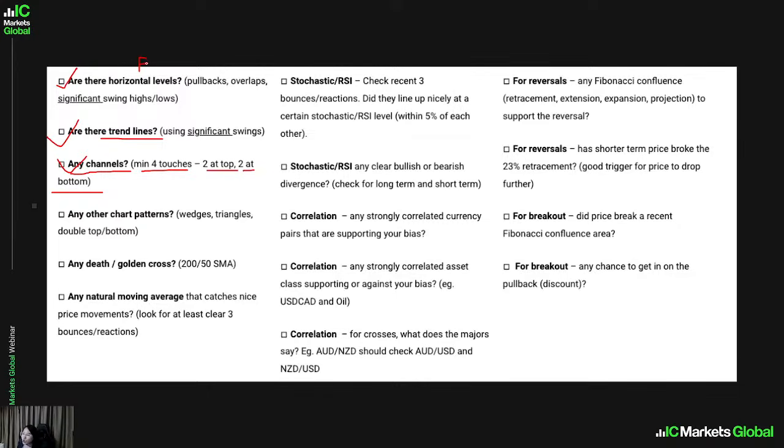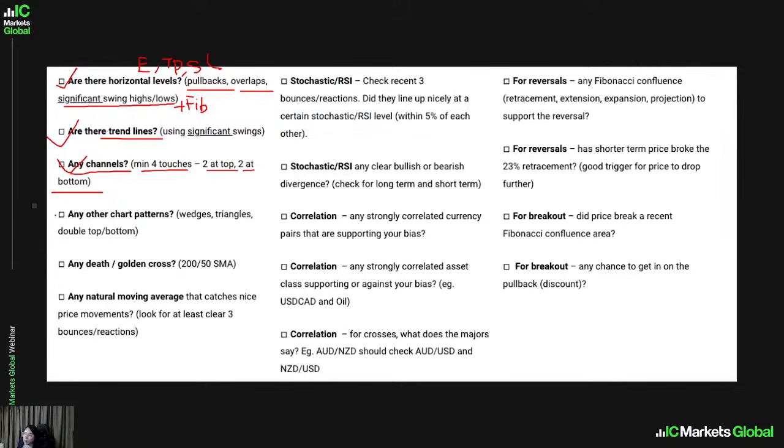Once I'm done with identifying trend, I move on to horizontal levels, because these will work as your entry, your take profit, and your stop loss. These horizontal levels are pullbacks, overlaps, significant swing highs and swing lows. These are so important. If you have not already mastered support and resistance or horizontal levels, please go and master it. I will also combine things like Fibonacci, because this also shows you horizontal levels where you can find confluence with the support and resistance that you see on the chart.